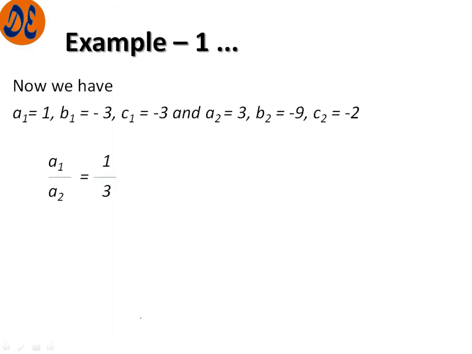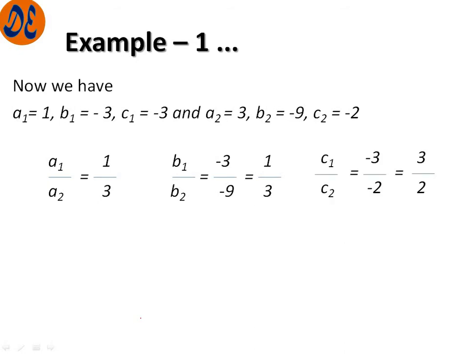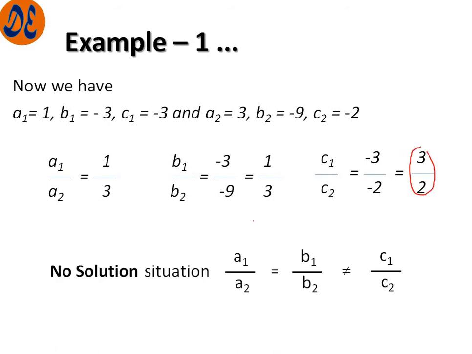We will calculate a1 by a2, that is 1 by 3. Again b1 by b2 is minus 3 by minus 9, that is 1 by 3 again. And c1 by c2 is minus 3 by 2. So what are we getting? The situation here is a no solution situation, that means this system is inconsistent.